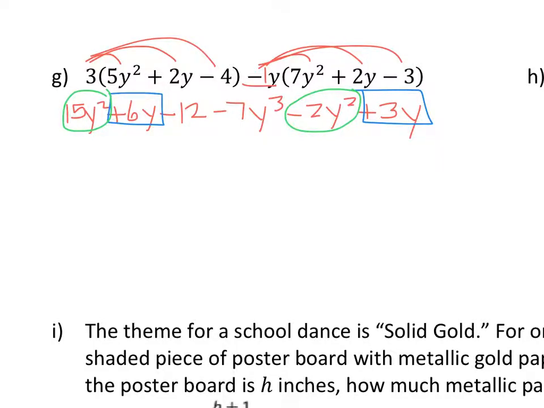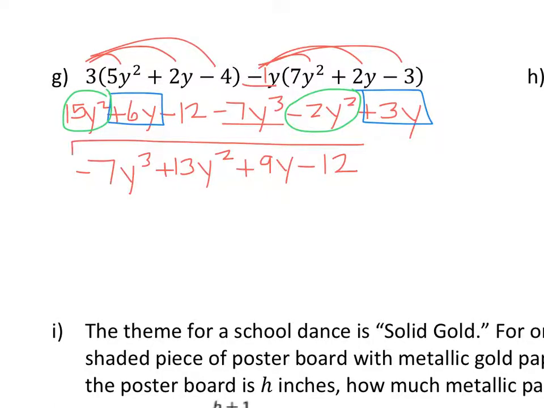Again, I want standard form. My largest degree is this one right here. So negative 7y to the 3rd. Then I'll look at the y squareds, which I have circled in green. 15y squared minus 2y squared is positive 13y squared. Then the y terms, which are boxed in blue. 6y plus 3y is 9y. And then bring down our last term of minus 12.